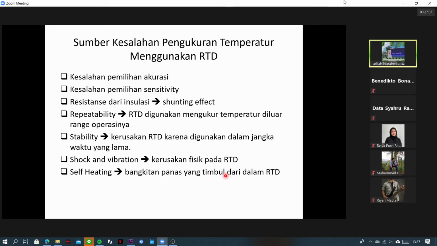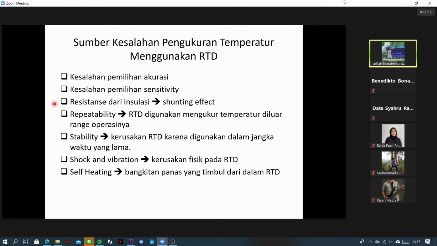And a two wires RTD, for example, may have errors. The sources of this error can be, first, the choice of accuracy. You remember the definition of accuracy? You should remember this. And also the sensitivity. These are characteristics of instruments. And also the resistance of the insulator. It has a shunting effect.